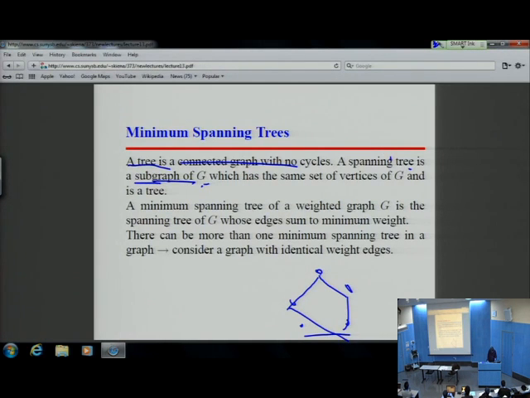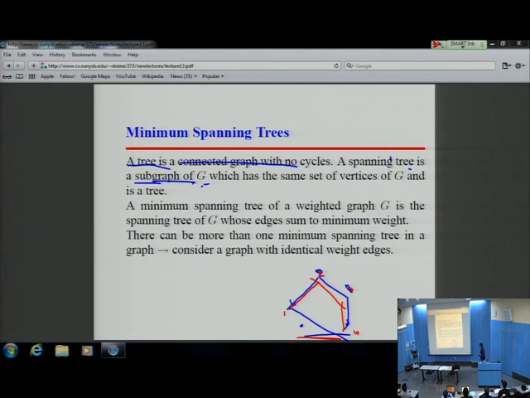Here we've got a graph where we've got 1, 2, 3, 4, 5 vertices. A spanning tree is any subset of edges that forms a tree on these vertices. So, for example, this, this, this would be a spanning tree on the graph. Why? Because the set of vertices are the same, and it's connected.